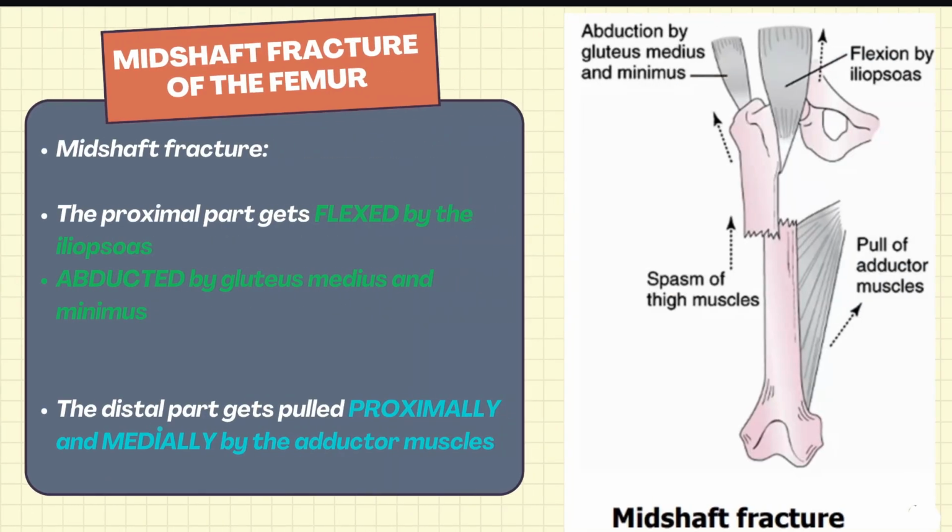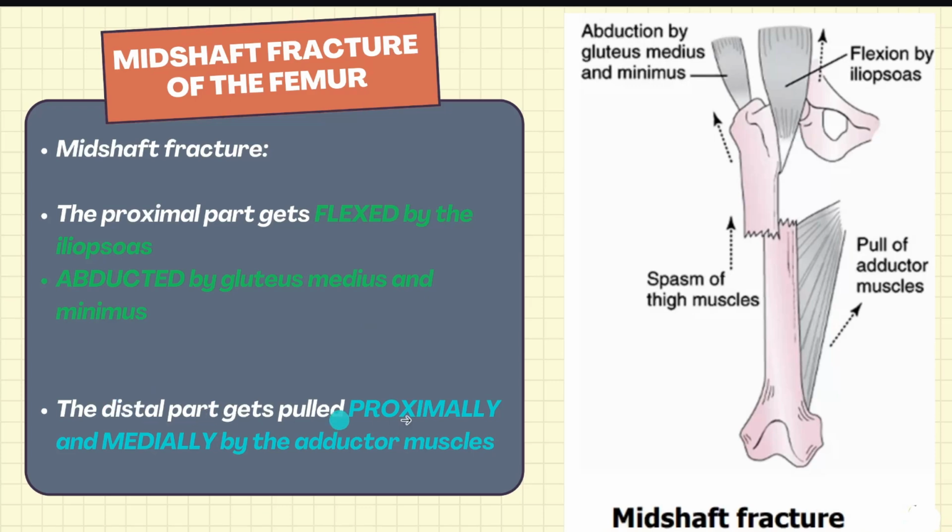Now let's continue talking about the fractures, which is the more important part of this lecture. You have a midshaft fracture of the femur. If there's a midshaft fracture of the femur, the proximal part is going to start getting flexed by the iliopsoas. You can see here the iliopsoas, and it's going to be abducted by the gluteus medius and minimus. It's not really shown here.